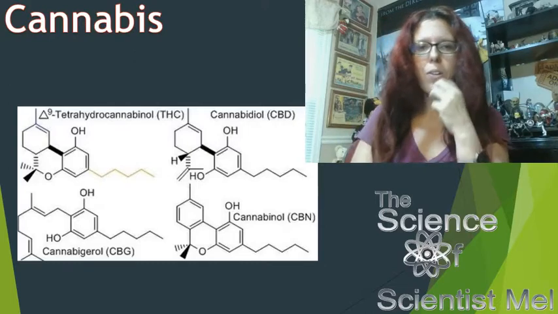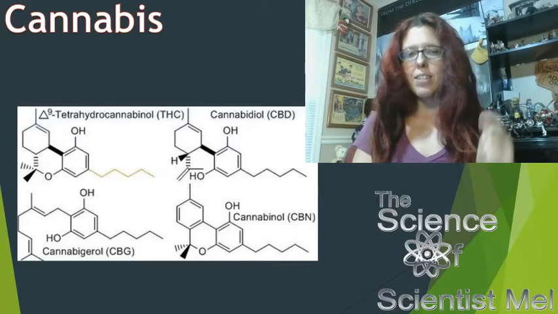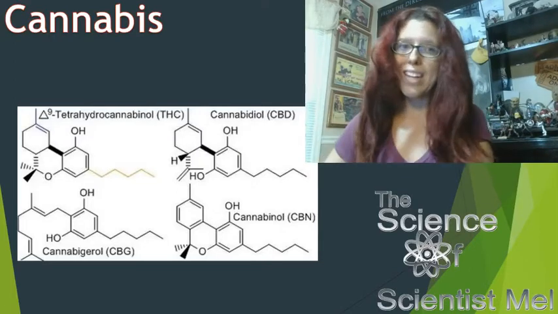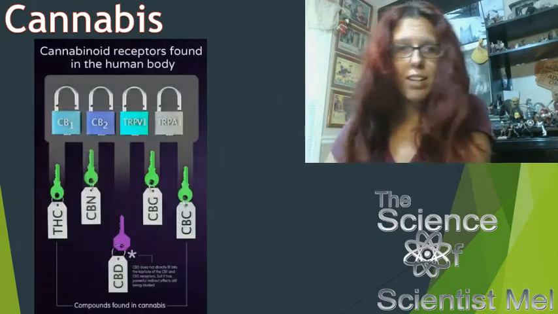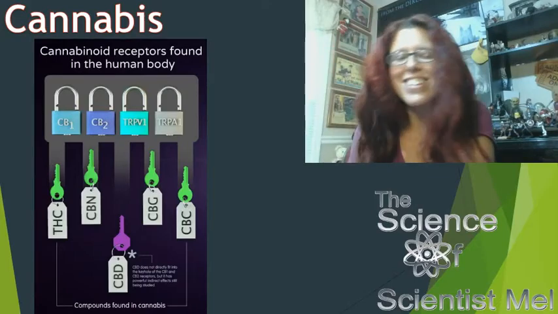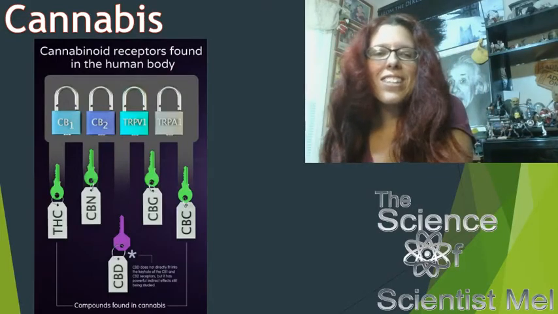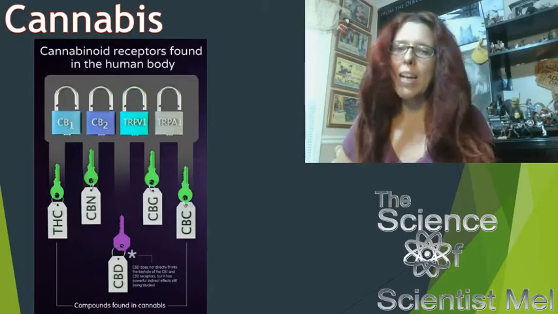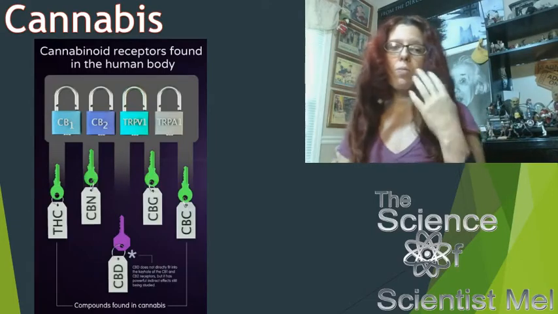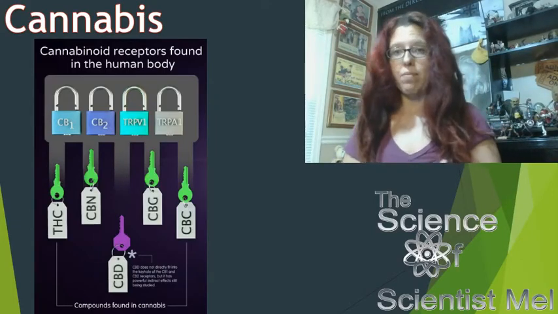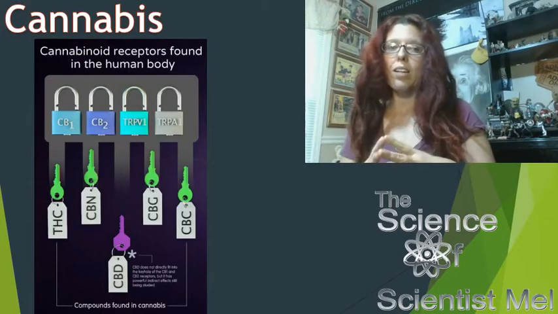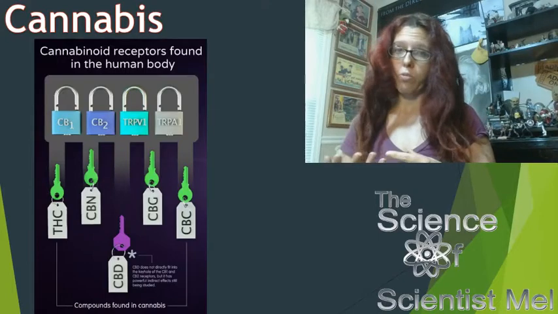All right, so we're looking at THC, CBD, CBG, and CBN. These are 4 different types of cannabinoids that can be found in cannabis. We have different receptors for these. CB1 and CB2 are the 2 main receptors that I'm going to focus on, although there are also TRPV1 and TRPA1. But the ones we mostly associate with cannabis are CB1 and CB2.